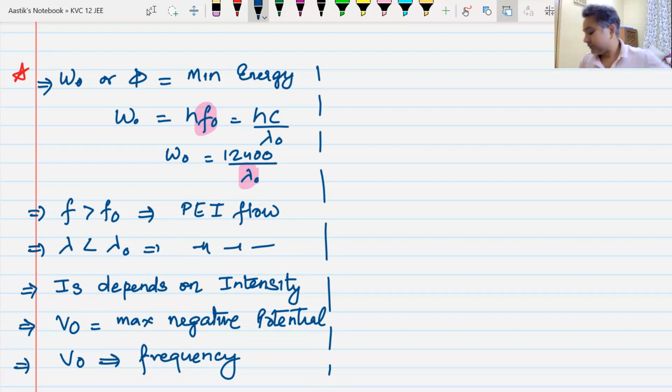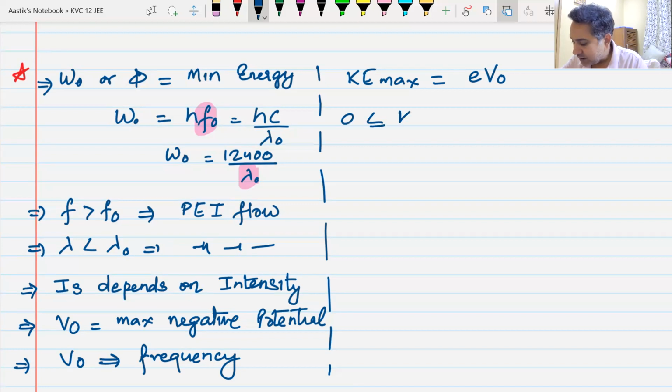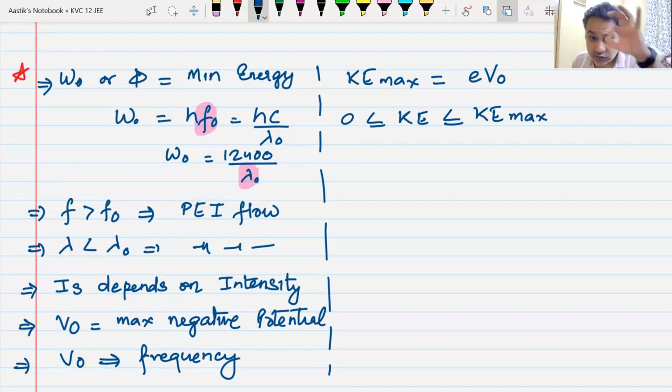Okay. Then we had seen the maximum kinetic energy of a particle that can be emitted will be equal to e into V naught. This stopping potential is the potential at which it stops the most energetic electron that comes out. We had also seen that the kinetic energy of all the electrons which are coming out is not the same, but it is different. Some can have zero kinetic energy, some can have maximum kinetic energy.